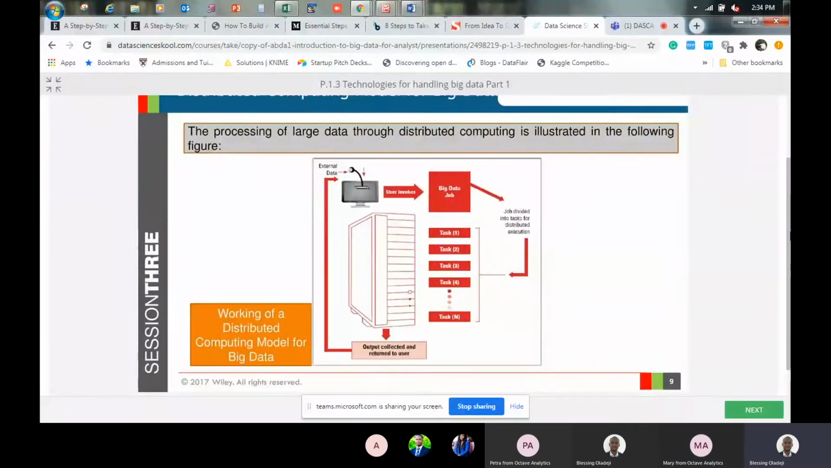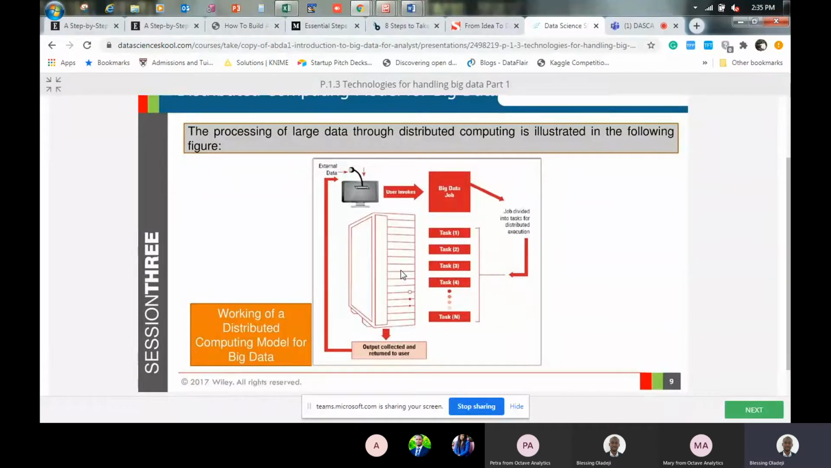Okay, so this diagram is just trying to show how the concept of distributed computing works for big data. So for instance, there's a job that is coming from an external source, and a user invokes that job. It's a big data job, and the job is split into different tasks, and each of these tasks is assigned to a particular node.